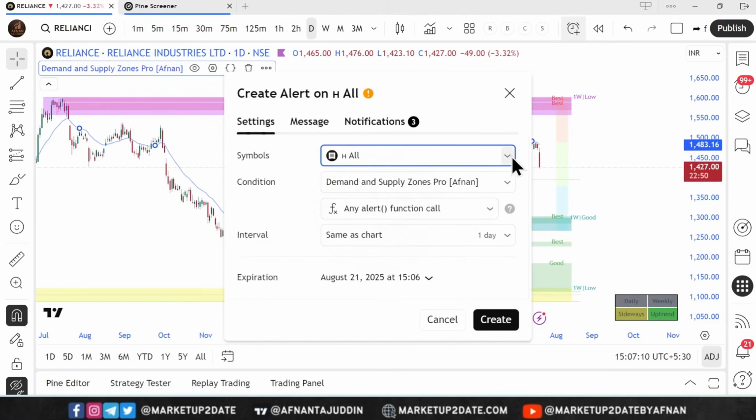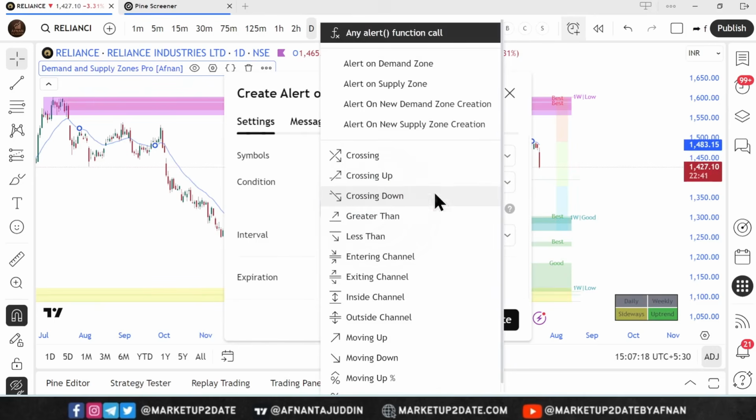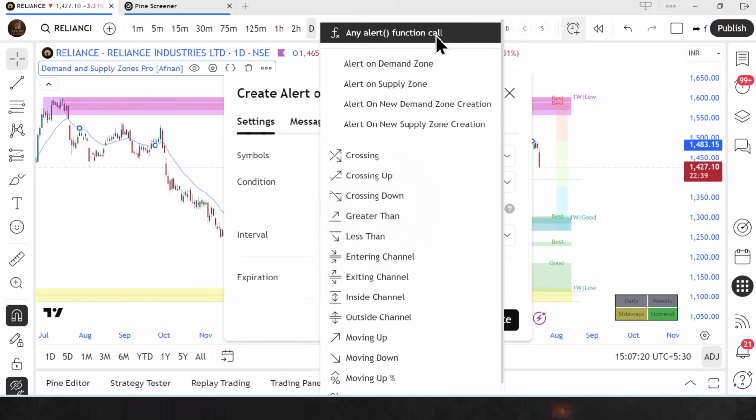Now we set the condition. Under the condition drop-down, we select the Demand and Supply Zones Pro indicator. Now this next drop-down is important. It will say any alert function call. You just need to select this option.